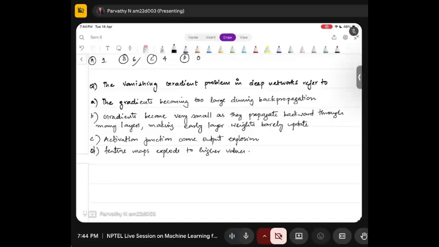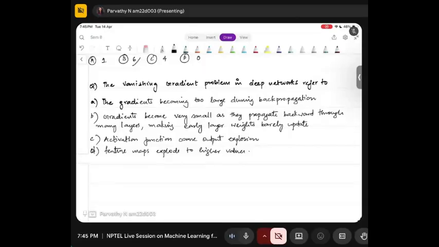So during backpropagation, the gradients will be multiplied across the layer, and if this multiplication involves a value that is less than 1, the gradient will shrink exponentially as it propagates backwards. So early layers will receive nearly zero gradient update and learn extremely slowly. So that is the vanishing gradient problem.